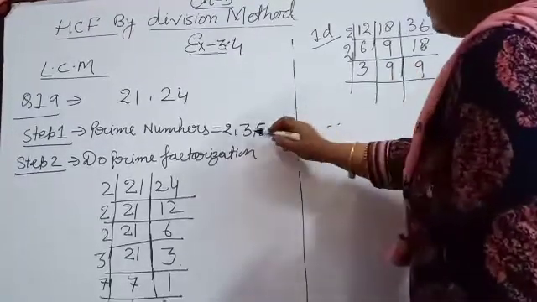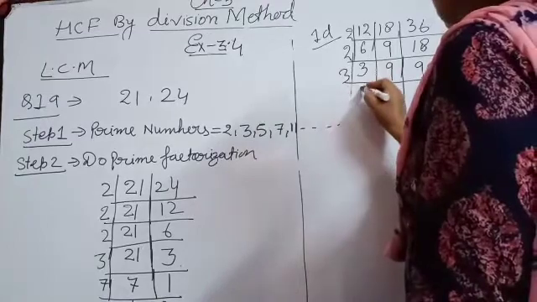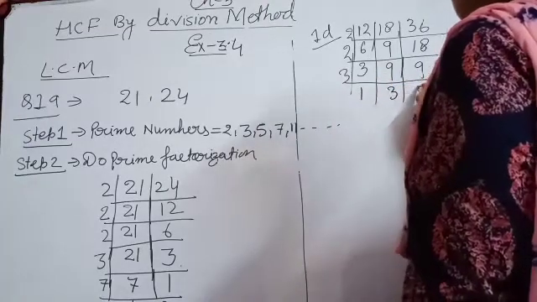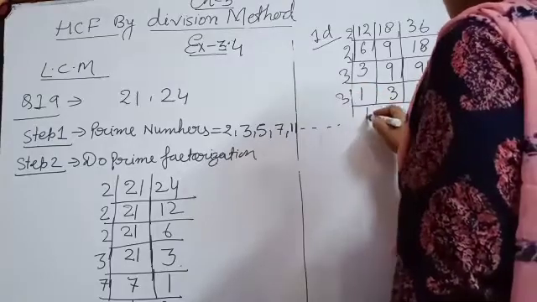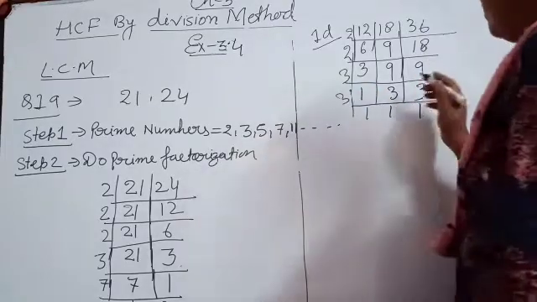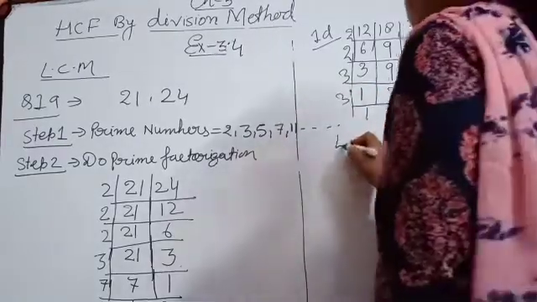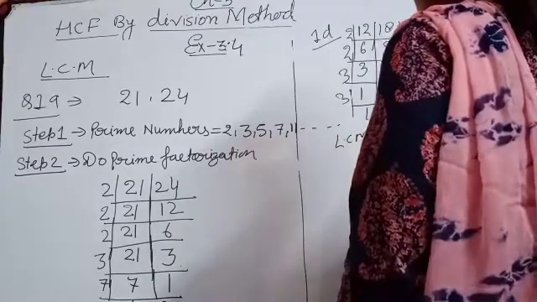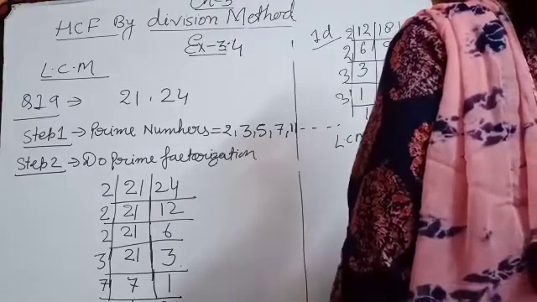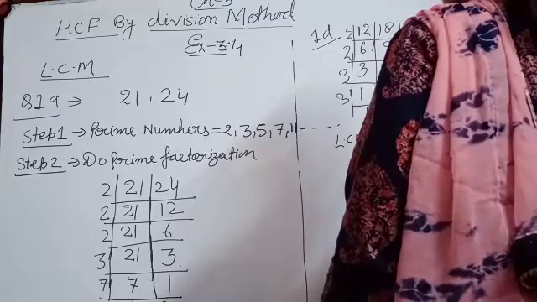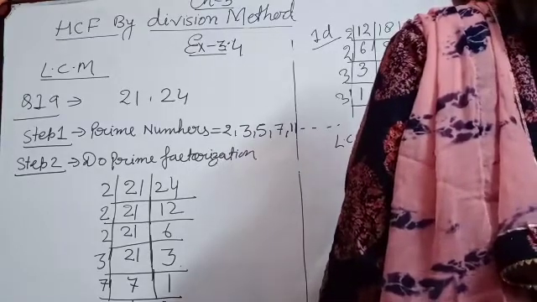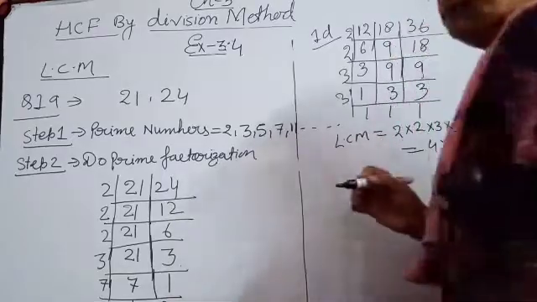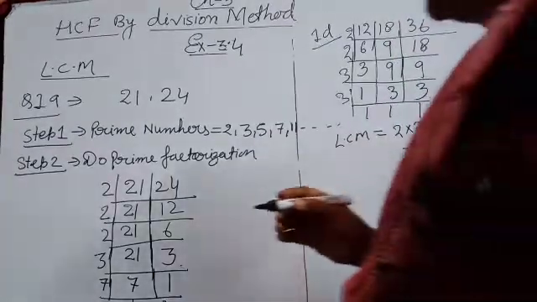So which number can we move to? 3. 3 ones are 3. 3 threes are 9. 3 threes are 9. Then further by 1, 1 and 1. Now LCM is equal to 2 into 2 into 3 into 3. 2 twos are 4. 3 threes are 9. 4 nines are 36. What will be your LCM? 36. So simple beta, nothing is there.